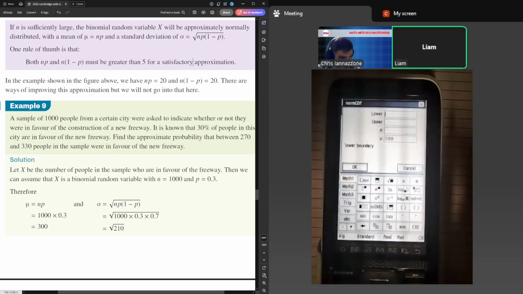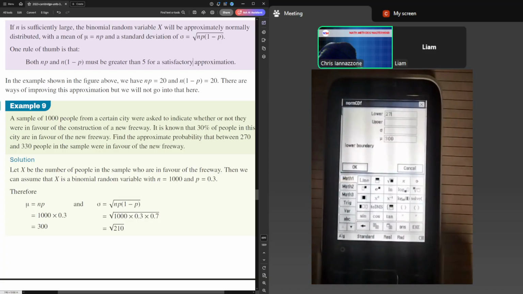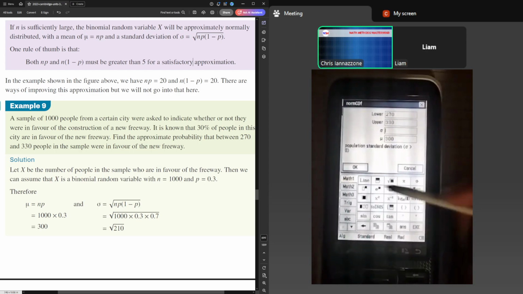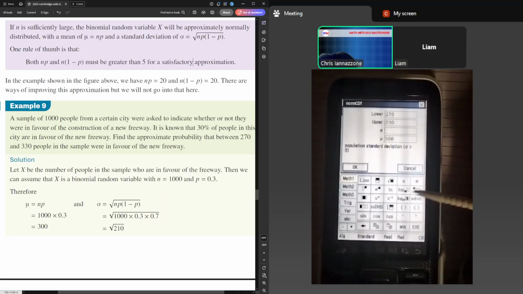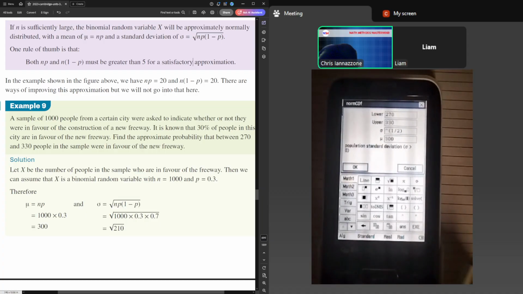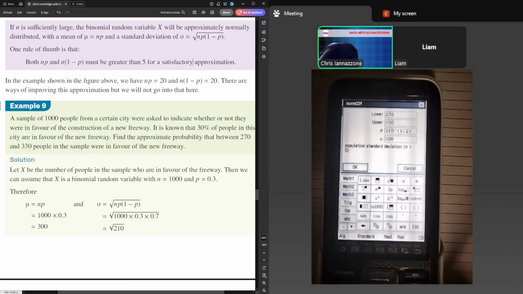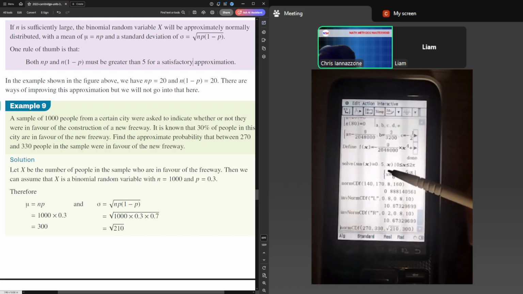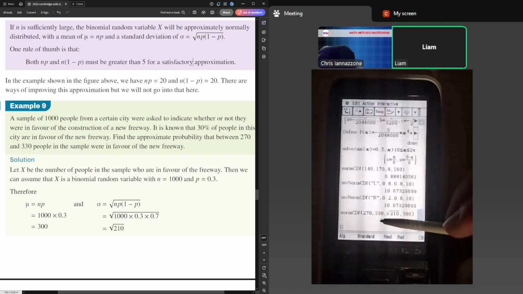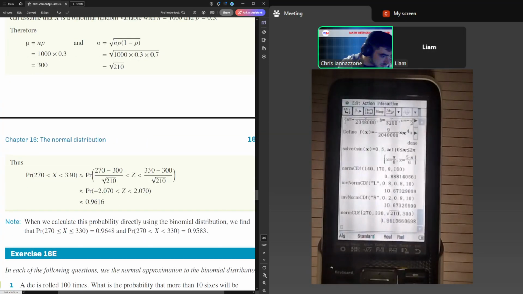So we'll just put that in: 270, 330. I've got to remember where the root is. It's the square root of 210. That should probably work. And then that's going to give you the value, which looks like it has worked: 0.9615. Yeah, okay. Cool, just round.